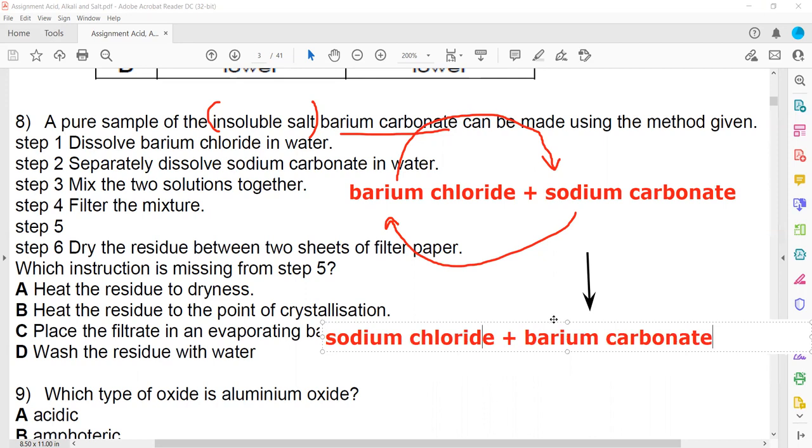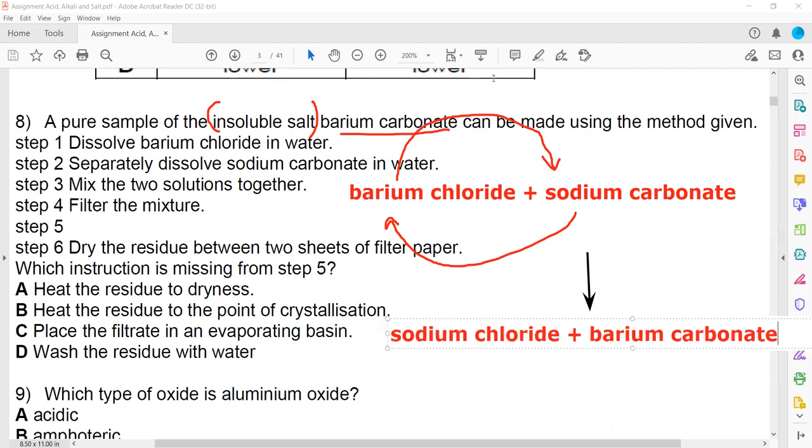As we have the solution here, this one is a solution, this is also a solution, this is a solution, but here, most carbonates are insoluble. That's why barium carbonate is also insoluble. So when we mix two solutions and a solid is formed, we call that a precipitate. So first we make the two solutions, step 1 and 2, then we mix the two solutions, then we filter.